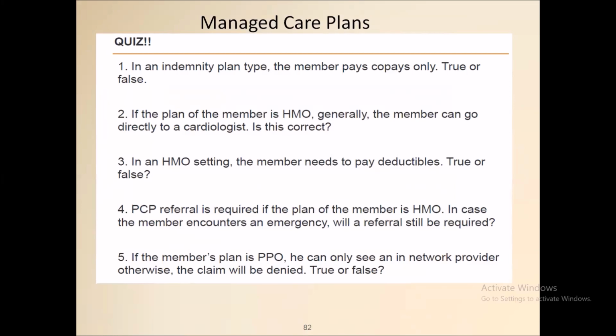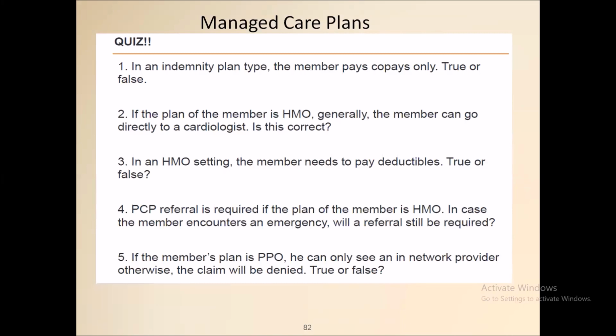In an HMO, the member needs to pay deductible. No, only copay, right? PCP referral is required if the plan of the member is HMO, right? Correct. In case the member encounters an emergency, is a referral still required? What they're saying is, in HMO we definitely need a PCP, right? But in case of an emergency, they don't need it, basically. This was actually in the PPT as well, at the very beginning when we were talking about it. But just to get more idea, when we have questions, we'll think about all directions.